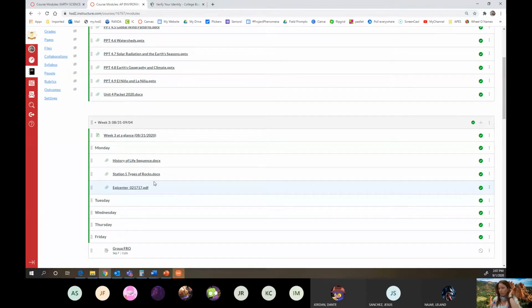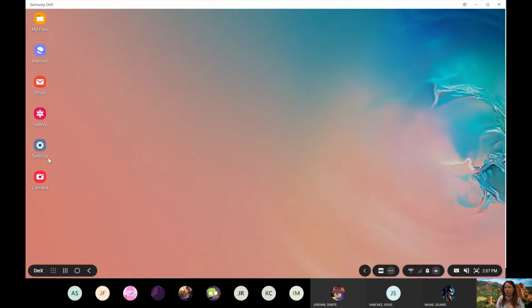Station 4 is types of rocks. That one, I accidentally put up as Station 5 because I can't count. I took out the 2 lab stations, so I forgot to change this. But types of rocks is right there. And then the Pangea puzzle, just do a picture of Pangea. And then Station 6 is this epicenter thing that we were working on yesterday. So I hope that helps. Do you have any other questions, Naija?